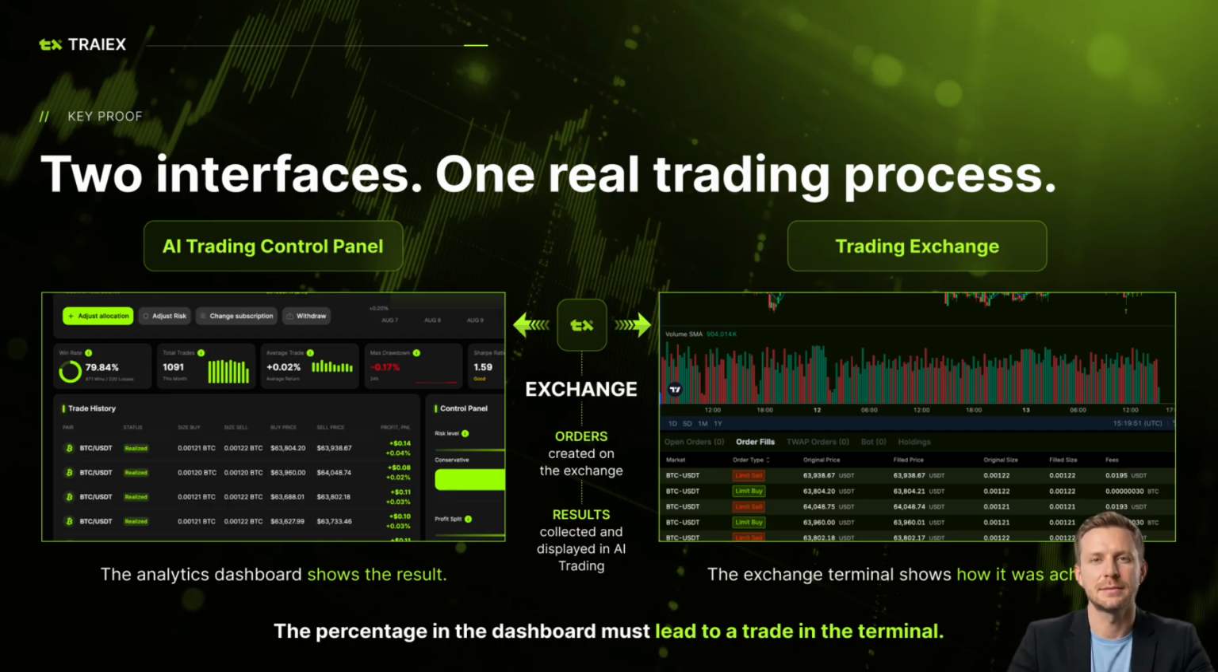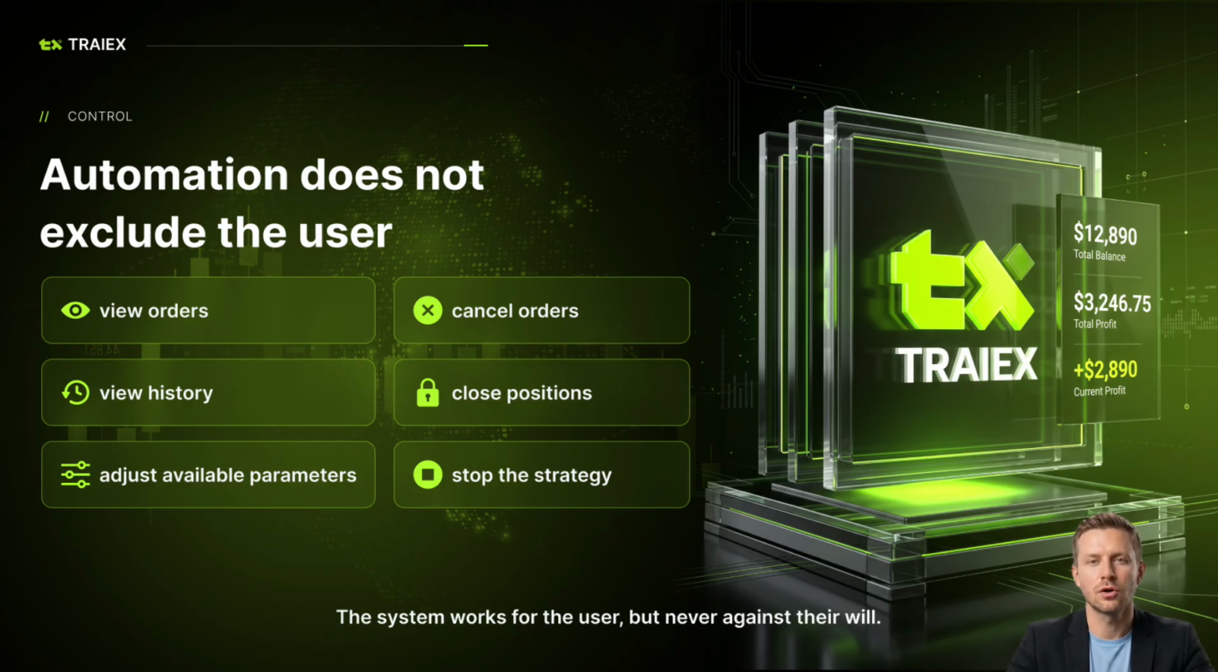This is one of the key elements of TRAIEX. The user gets a dedicated AI trading control panel. There they see the capital structure, the active strategy, the trading result, the number of trades, the win rate, the drawdown, the P&L, and other metrics. But they are not limited to this panel. The same operations appear in the regular TRAIEX trading interface, in the familiar format of an exchange. The user sees the orders, the execution history, and the real trading actions. This is exactly what separates transparent automation from a system that only shows you a final number. Usually the word automation is perceived as giving up control.